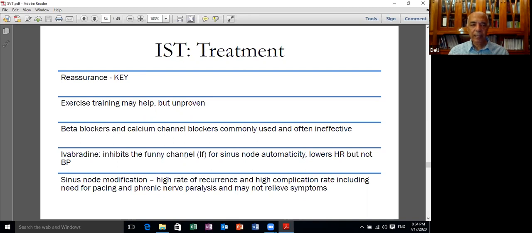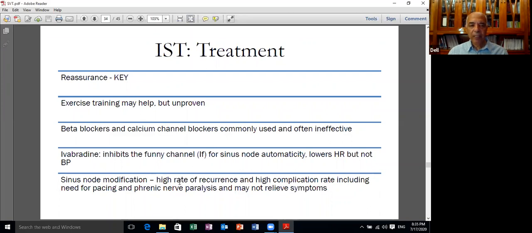Class 2A indication is ivabradine, which inhibits the funny current, which we talked about previously when we discussed heart failure. It's approved for the treatment of heart failure, as we mentioned last lecture, but it's not approved here except as a class 2A, not a class 1 indication. And it's sometimes combined with beta blockers or calcium antagonists.